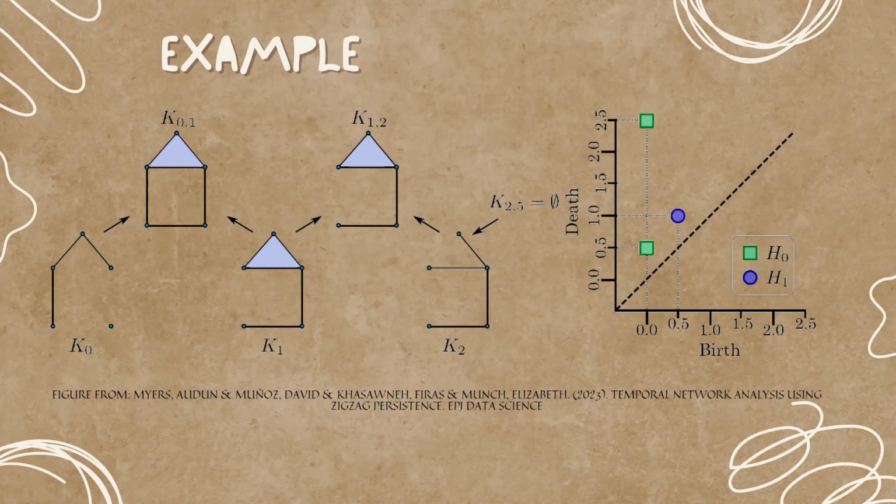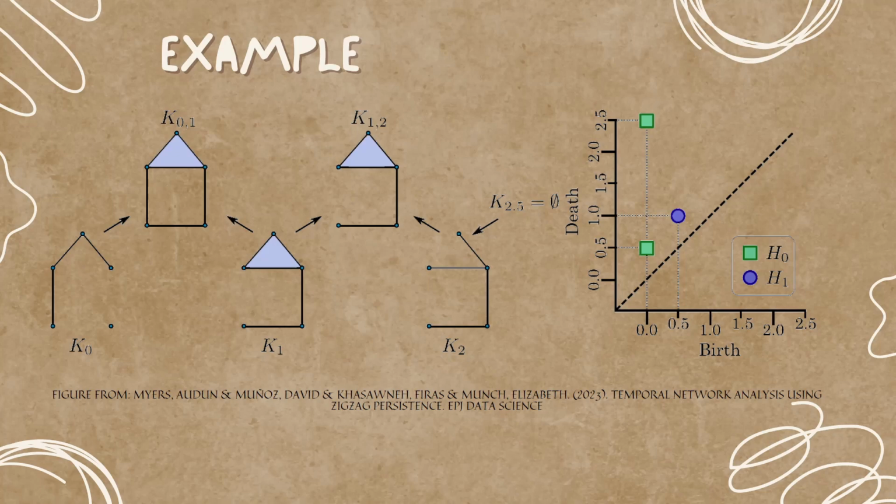To illustrate this, we can use this example of a zigzag filtration on the left, and we can track the changing topology of the complexes. So if we consider just the cycles, you can see that one cycle is born in K0.1 and then it dies when we get to K1. So that's the blue dot.